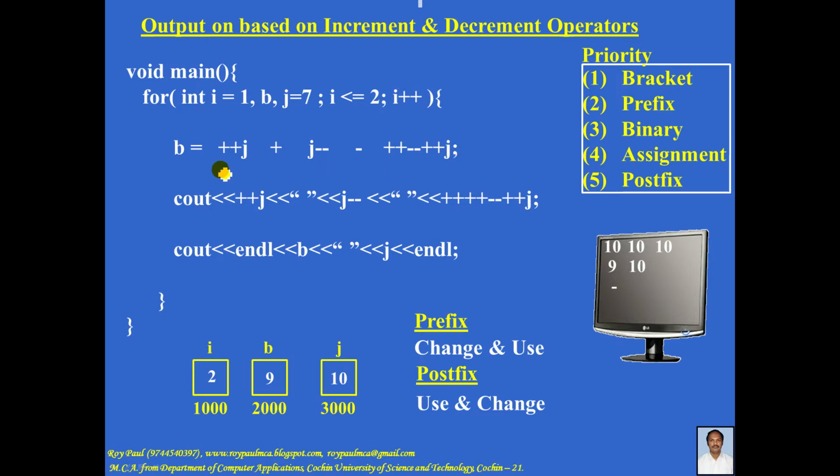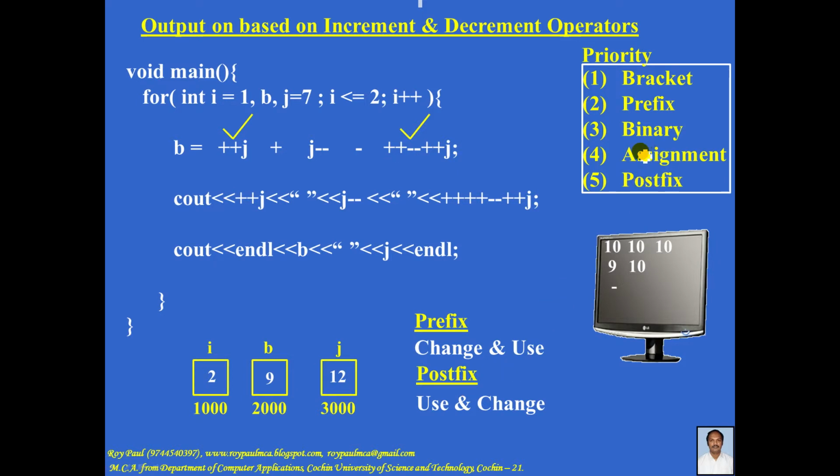Here multiple operators are there, you need to apply precedence rule. First bracket, anyway bracket is not there. Then prefix, so let me calculate all the prefix operators. So these are the prefix operators. So what does J contain? 10. So plus plus 10, now your J becomes 11. Now let me calculate this. Your J contains 11. So here plus plus 11, 12, minus minus 12, 11, plus plus 11, 12. So now J becomes 12.